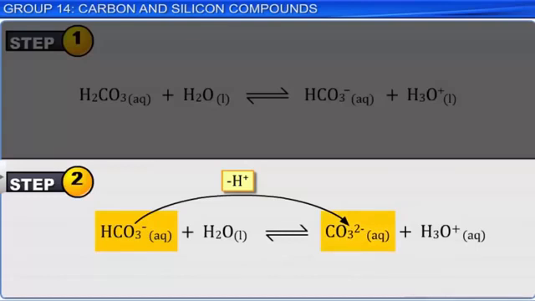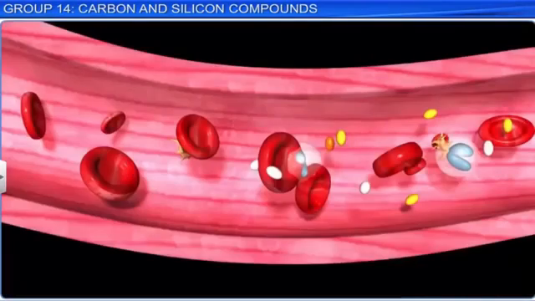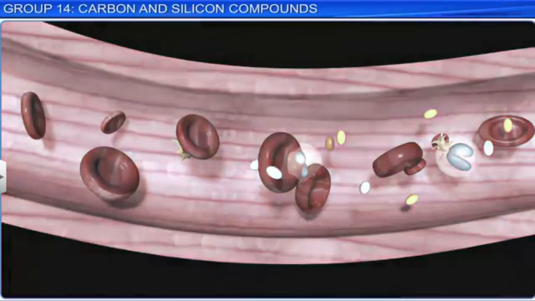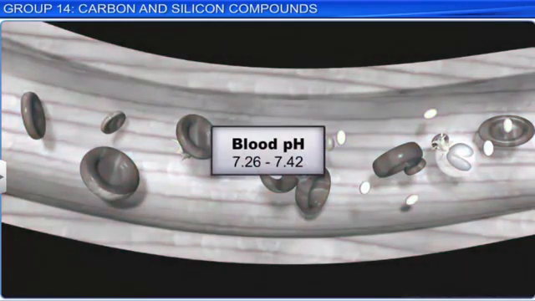Both carbonic acid, a weak acid, and hydrogen carbonate, a weak base, are present in blood. Having a weak acid with its conjugate base forms a buffer system that maintains blood pH between 7.26 and 7.42. It is very dangerous for the blood pH to fall below the normal range.